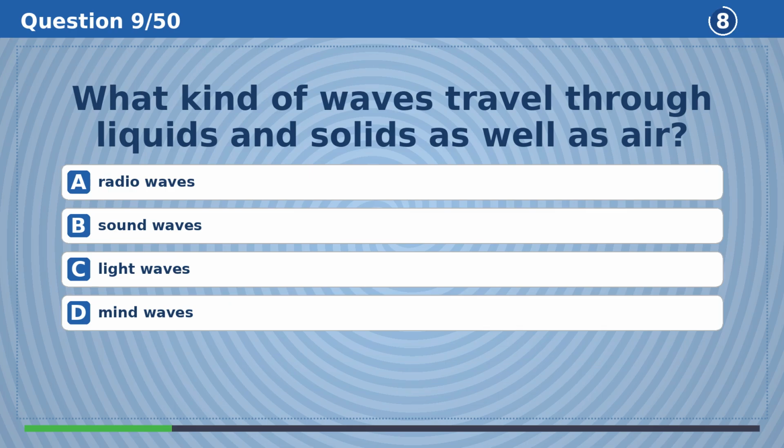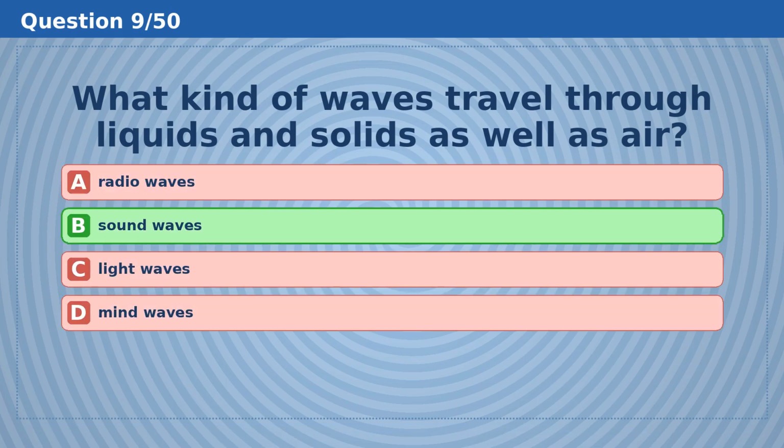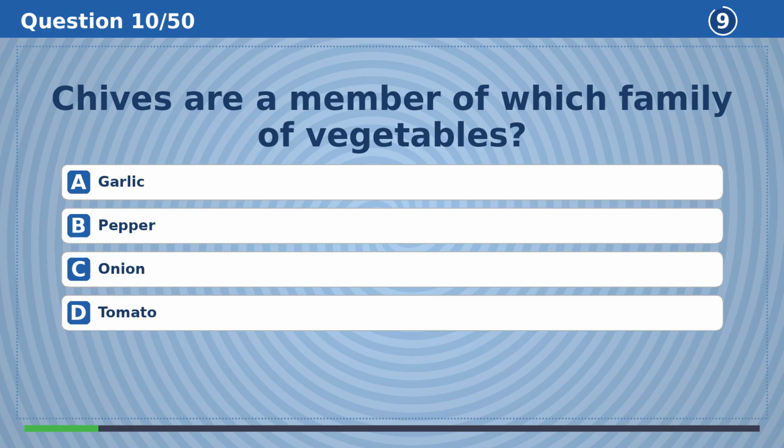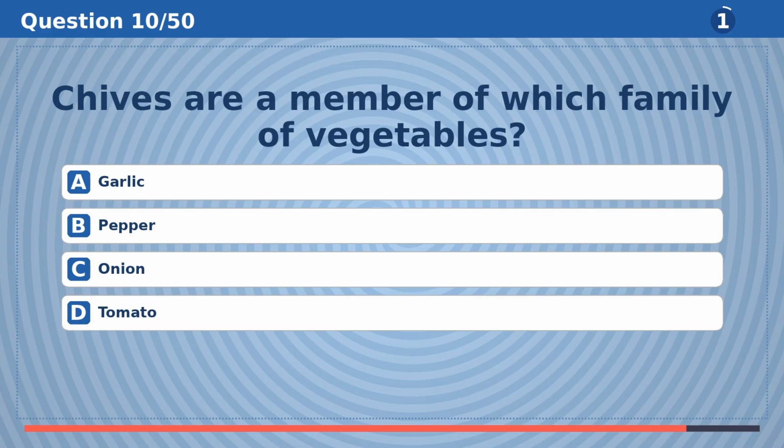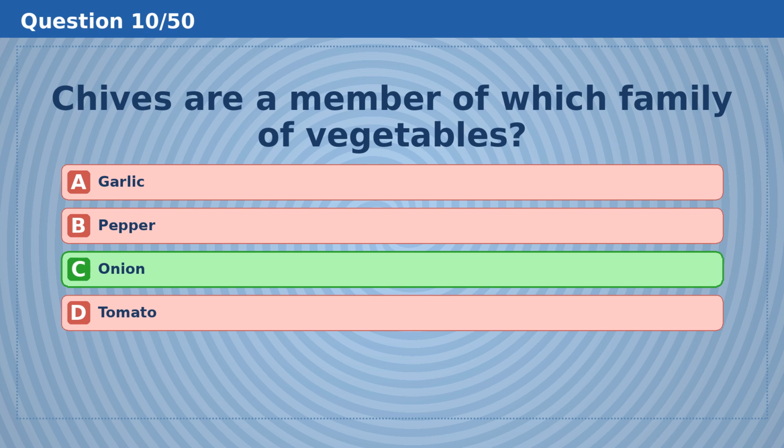What kind of waves travel through liquids and solids as well as air? The answer is B, sound waves. Chives are a member of which family of vegetables? The answer is C, onion.